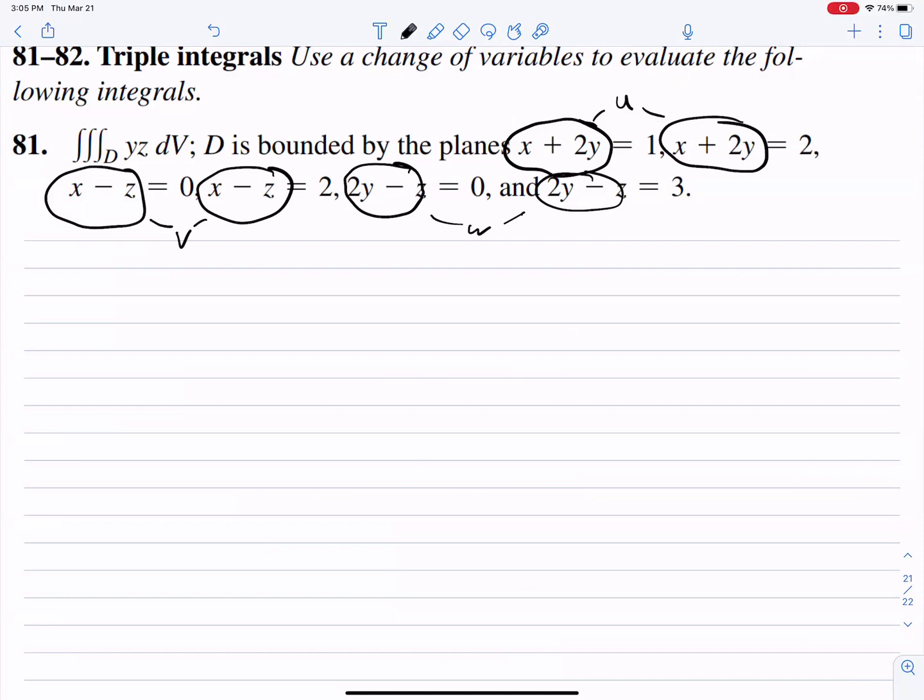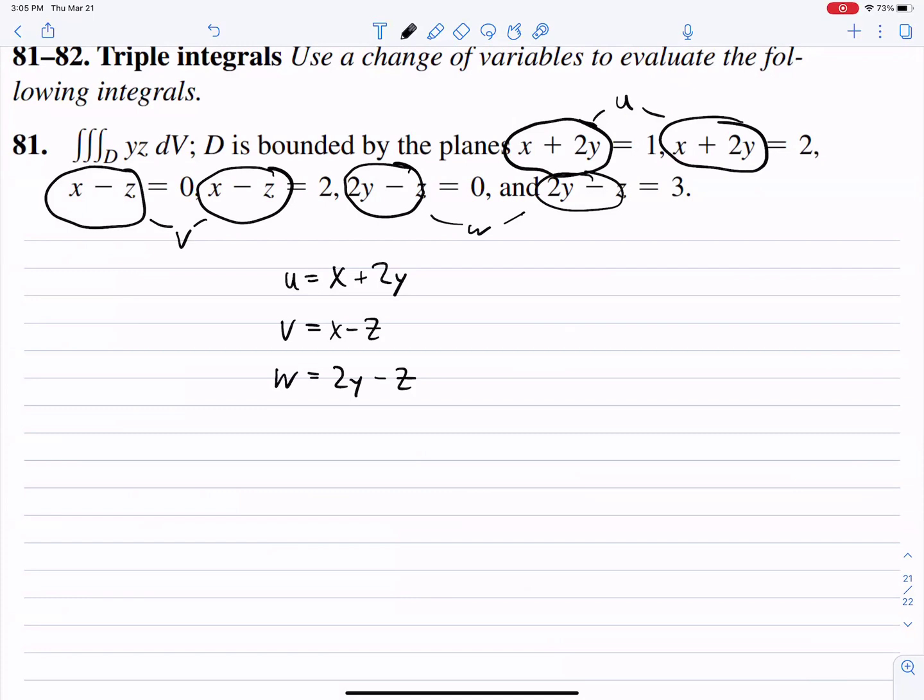It doesn't matter which one you call U, V, or W. You just need to be consistent. So once you pick it, it's fine. Great. Now we need to write that. So U equals X plus 2Y. V is equal to X minus Z. And then W is equal to 2Y minus Z.